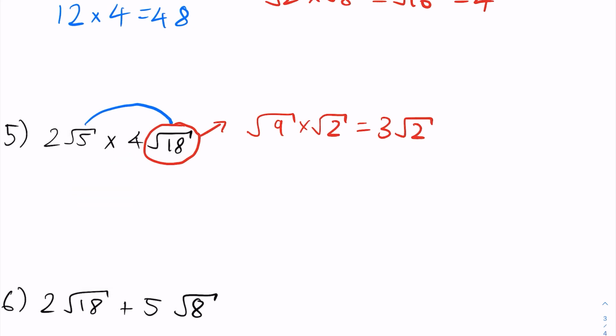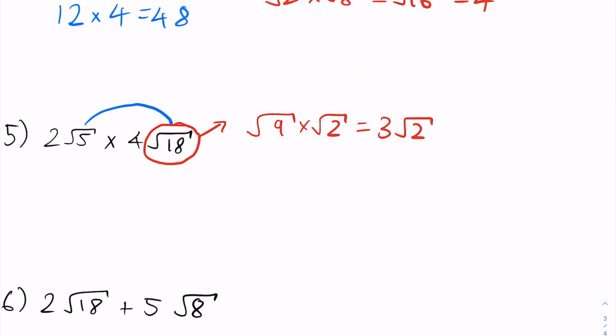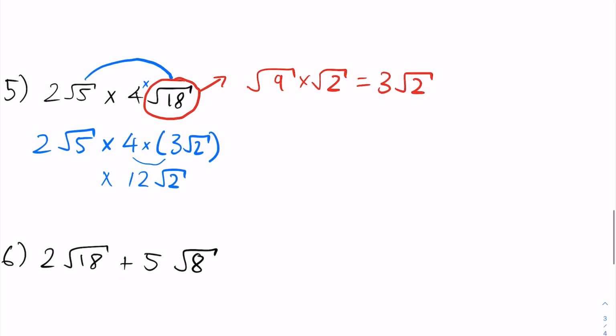So 3 root 2 is the same as the square root of 18. And if we pop that back inside, what we're going to have is 2 root 5 times 4 root 18. Remember, 4 root 18 means 4 times root 18 essentially. The square root of 18 is just 3 root 2. Now, 4 times 3 root 2 is just 12 root 2. So we've got here 12 root 2, and that has been multiplied with 2 root 5.